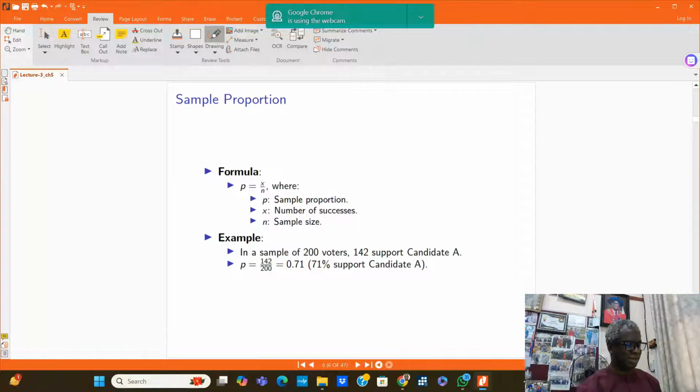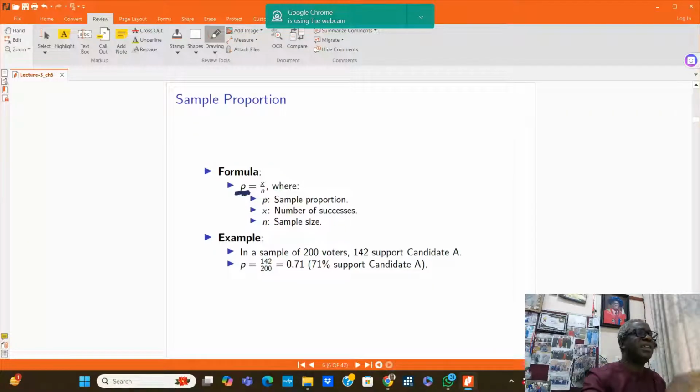So here you have the formula for sample proportion. If you want to compute the sample proportion, it is denoted by p, the small p here, where X is the number of successes and n is the sample size. In that previous example, for instance, out of 100, 60 claim to exercise regularly.